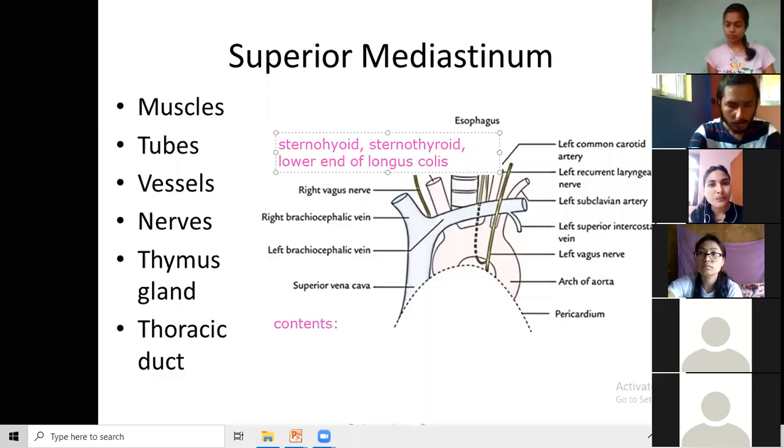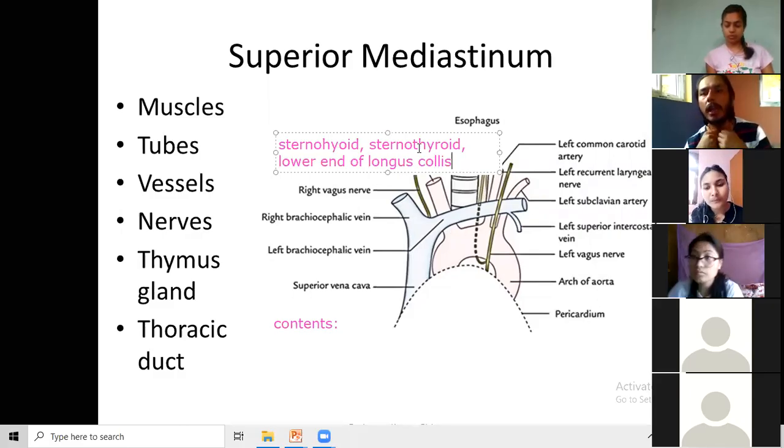So these are the muscles you will see in this region. Longus pollicis will be in the posterior aspect. From here we cannot see that muscle in the posterior aspect; you will not see it from outside. Inside you can see this muscle. But sternohyoid and sternothyroid, after removing the skin and superficial fascia, you will see directly. Longus pollicis will be behind these muscles. So these are the muscles.